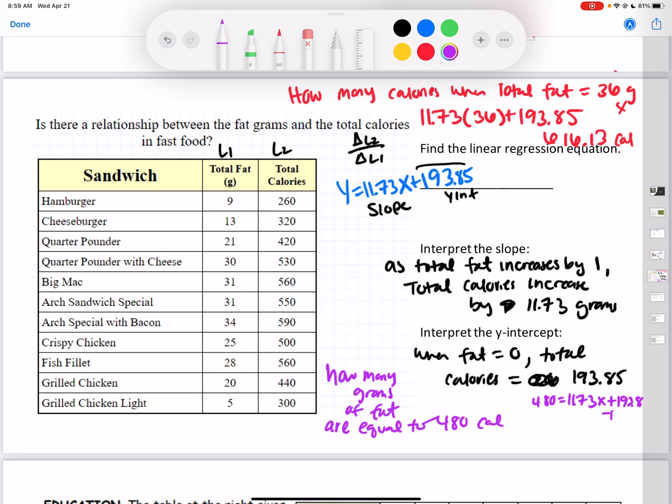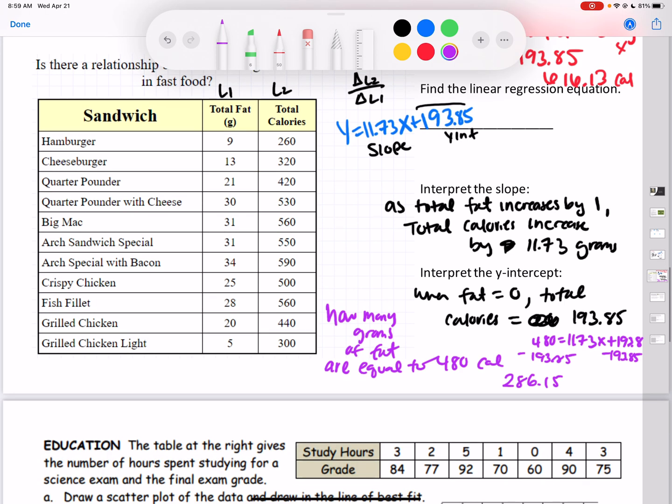Okay, you subtract your Y-intercept on both sides. So 480 minus 193.85 gives me 286.15 equals 11.73x. Divide by 11.73, divide by 11.73. So this is just kind of like a little bit of an Algebra 1 throwback. So if you're not feeling good about Algebra 1, it's time to sharpen those skills. So I found that it's 24.4 grams.